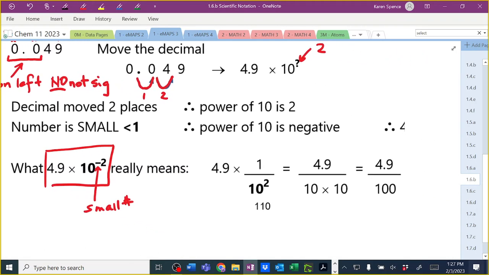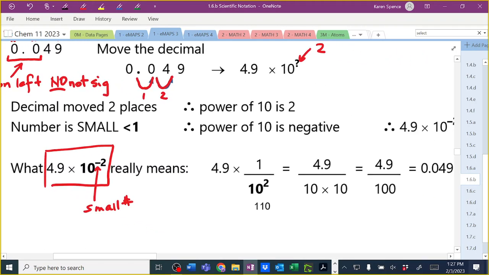And proving to ourselves once again, it really is what we thought it was. 10 to the negative 2 is the same as 1 over 10 to the positive 2. And so now we have 10 times 10 in the denominator. And 10 times 10, of course, is 100. And if we take our 4.9, which was in the numerator all the way along, and divide it by 100, we get 0.049, which is what we wanted. Hooray! Yay us.